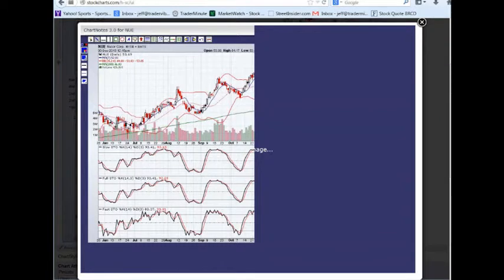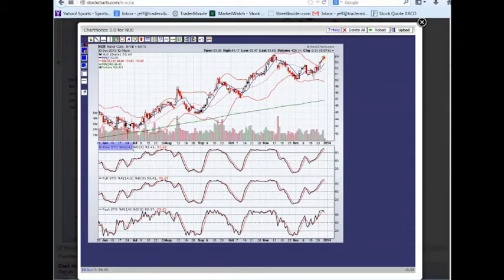Notice here how the slow stochastics and the full stochastics are essentially the same thing. We can make them a little different by adjusting their parameters, but the fast stochastics is a little bit all over the place. It has to do with how the data or the price action is calculated.